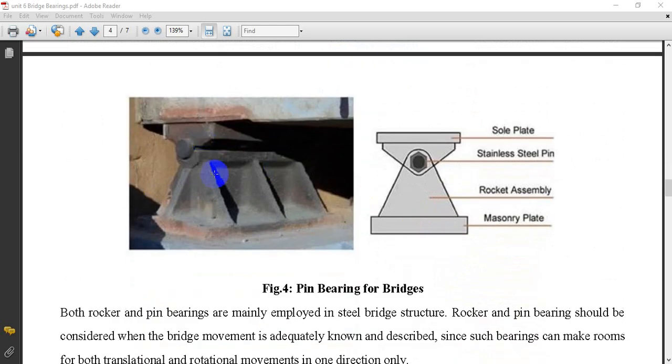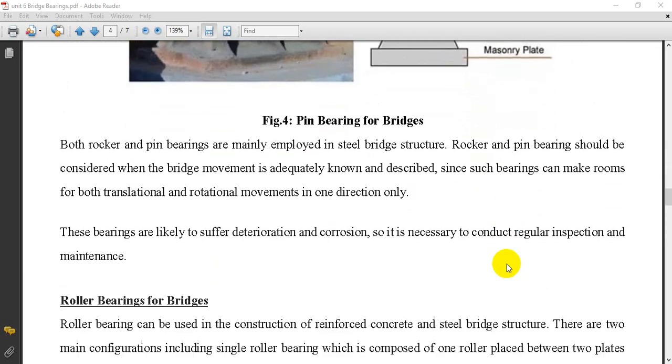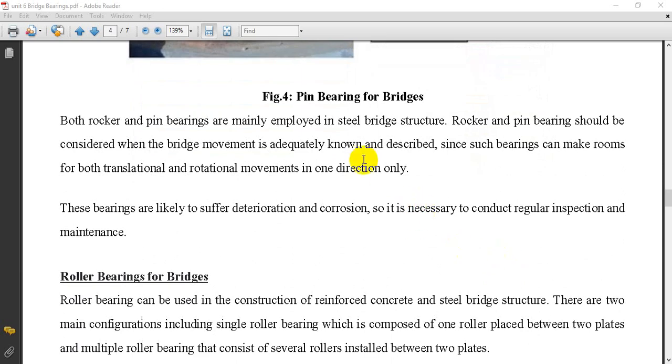So you can see this bearing placed on a bridge. Generally these are placed for steel bridge structures, and this should be considered when the bridge movement is adequately known and described.